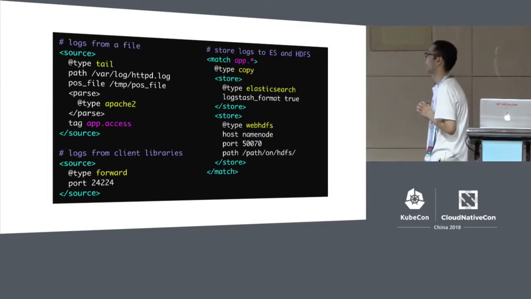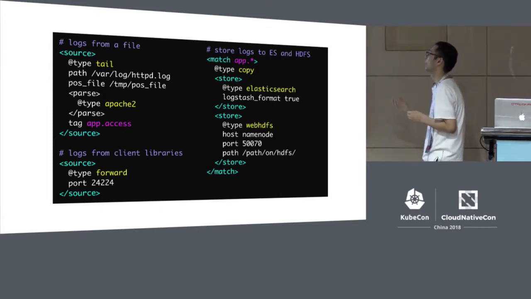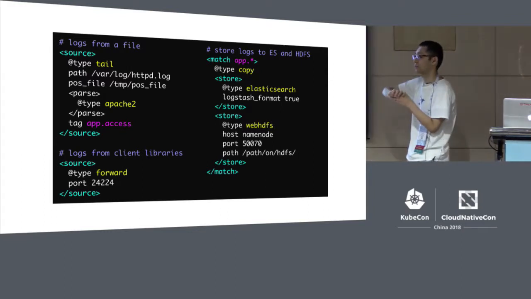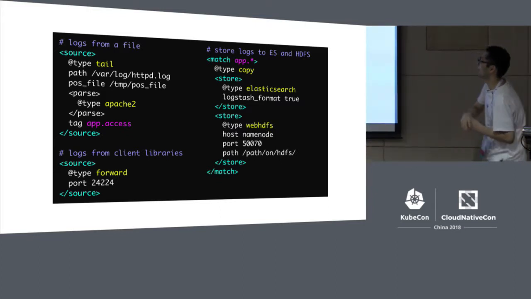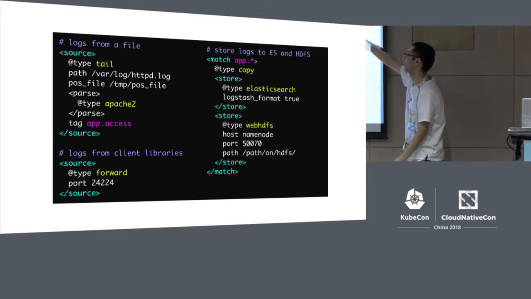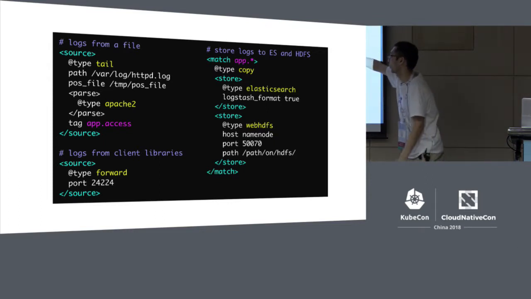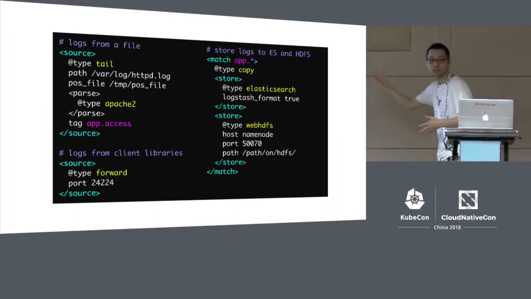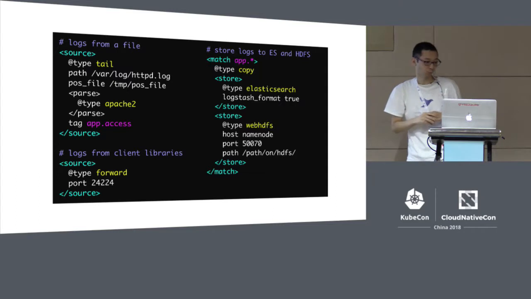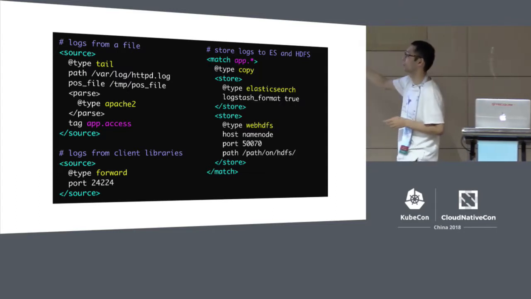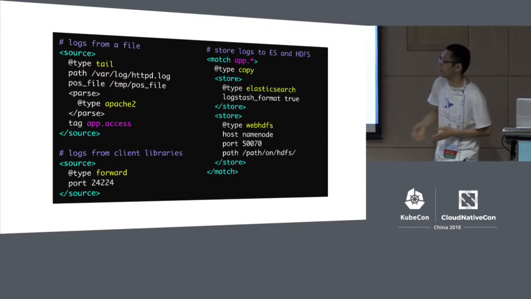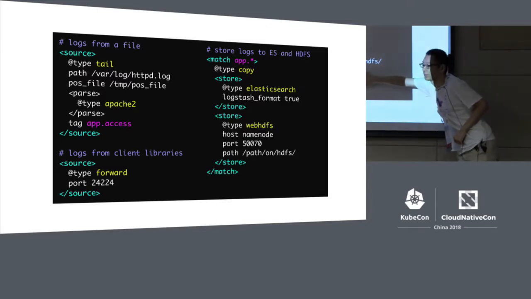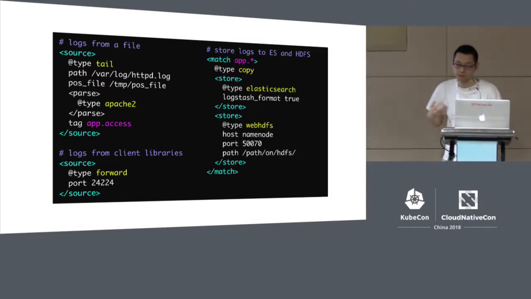In Fluentd, we can use the copy plugin for these use cases. The copy plugin sends the data to multiple destinations. For example, in this case, copy sends data to the Elasticsearch plugin and the WebHDFS plugin. So this data is the same and is stored into each data store. This is only two destinations, but you can easily add one more destination. Just add a store before or after this point, and you can send more data to more destinations.